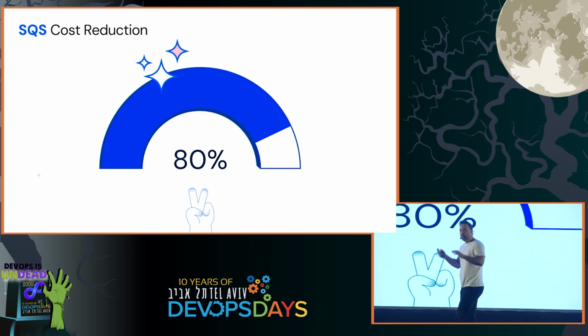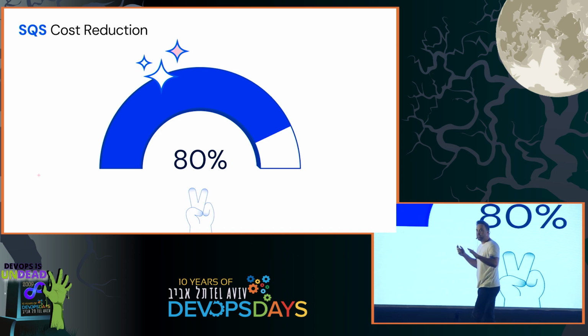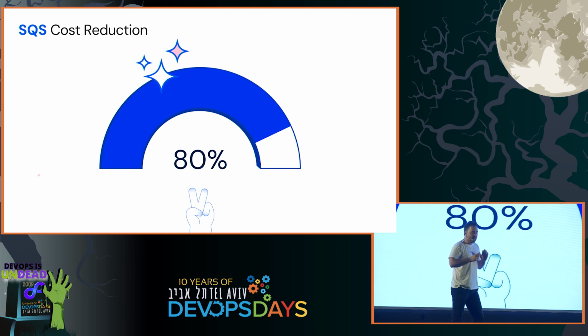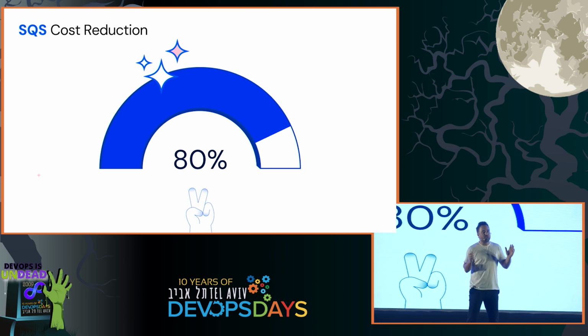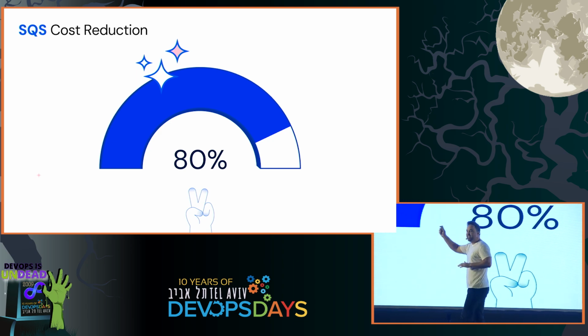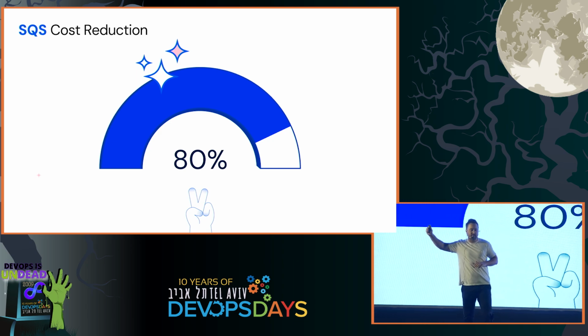I'm happy to say that we managed to reduce our SQS cost by 80%. It's a major saving, and the SQS component is one of the major components in our monthly billing. So we made a huge impact on the business.